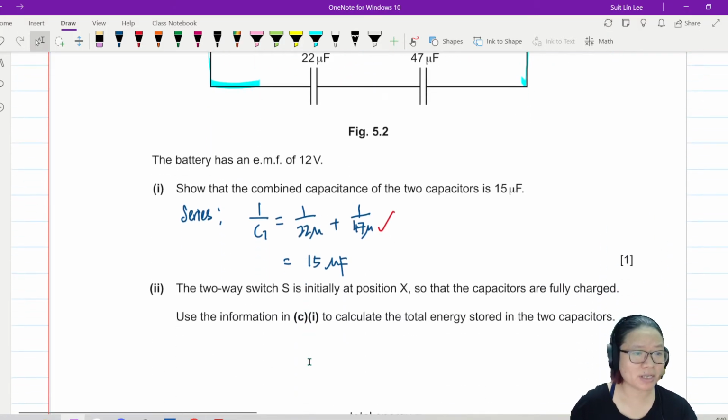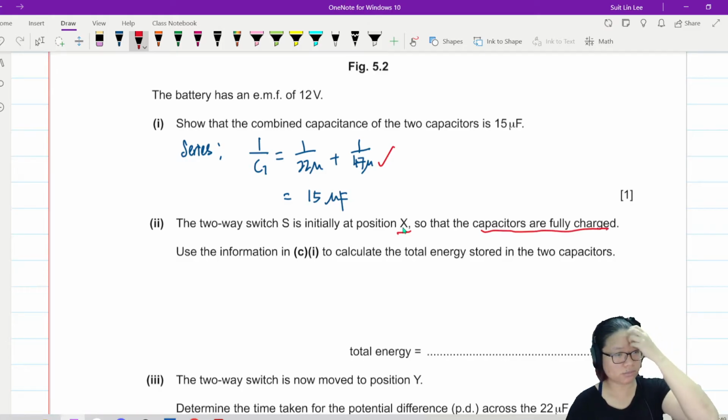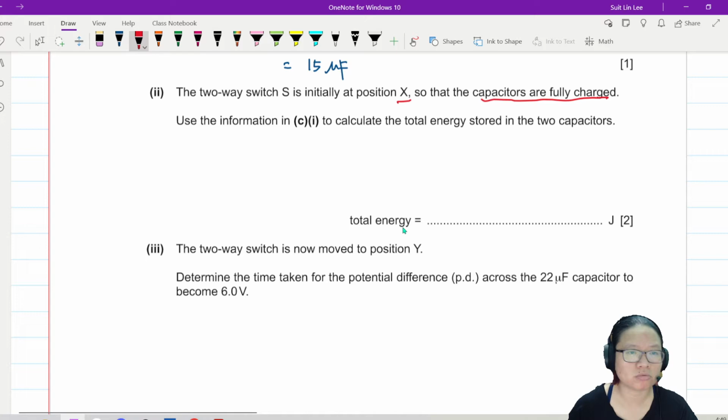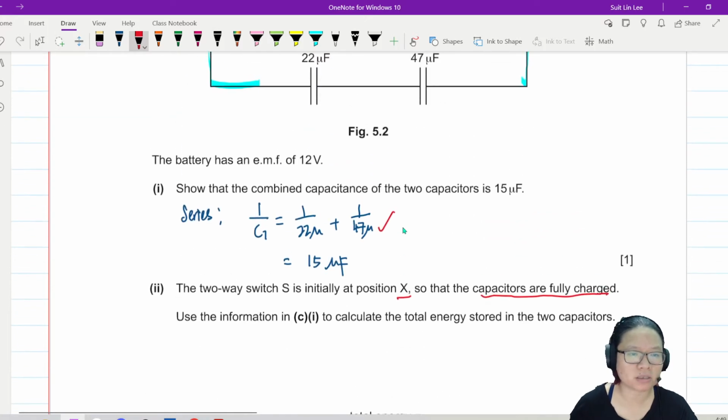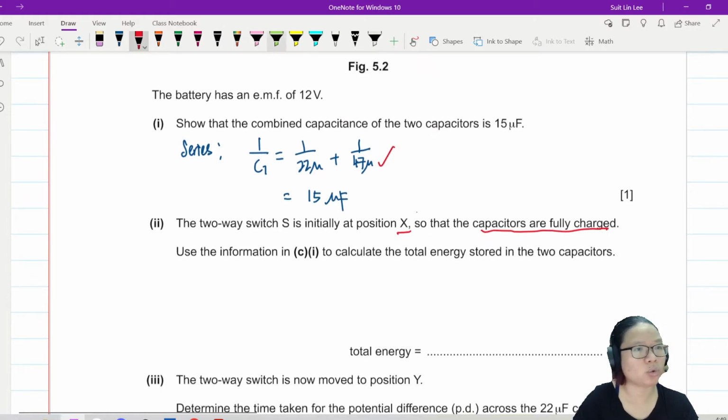All right. The next part, it says here that the two-way switch is initially positioned at X so that the capacitors are fully charged. Okay. Use the information in C1 to calculate the total energy stored in the two capacitors. So you've got 2 capacitors, and I want to find the total energy. So let's think about what are the equations that we have. Energy stored in the capacitor.